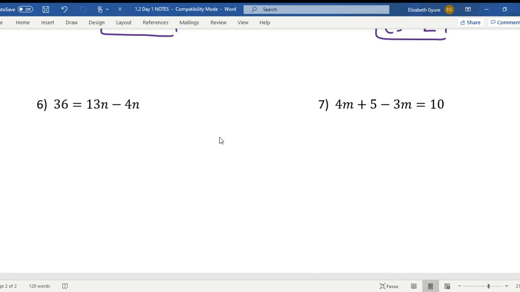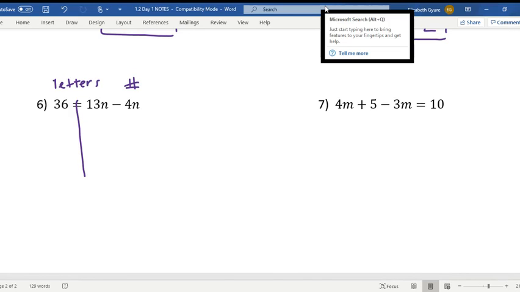So number 6, put your little column. We want our letters over here. We want our numbers over here. So 36.